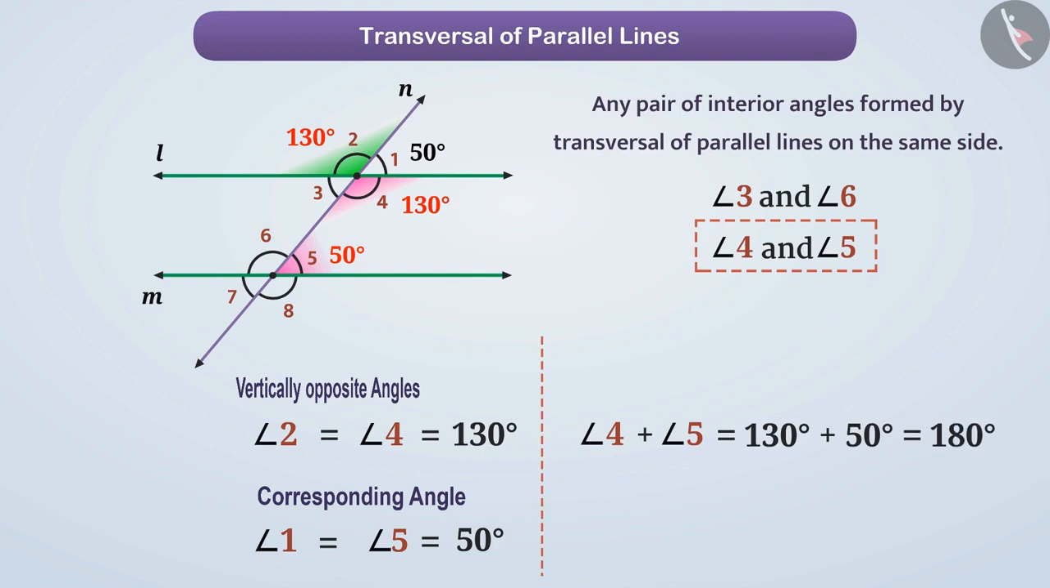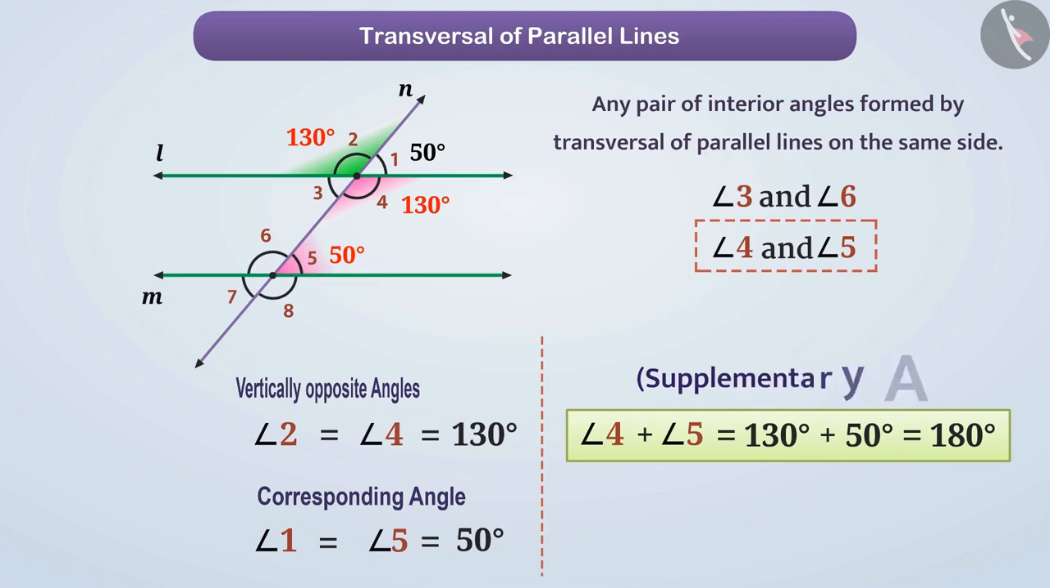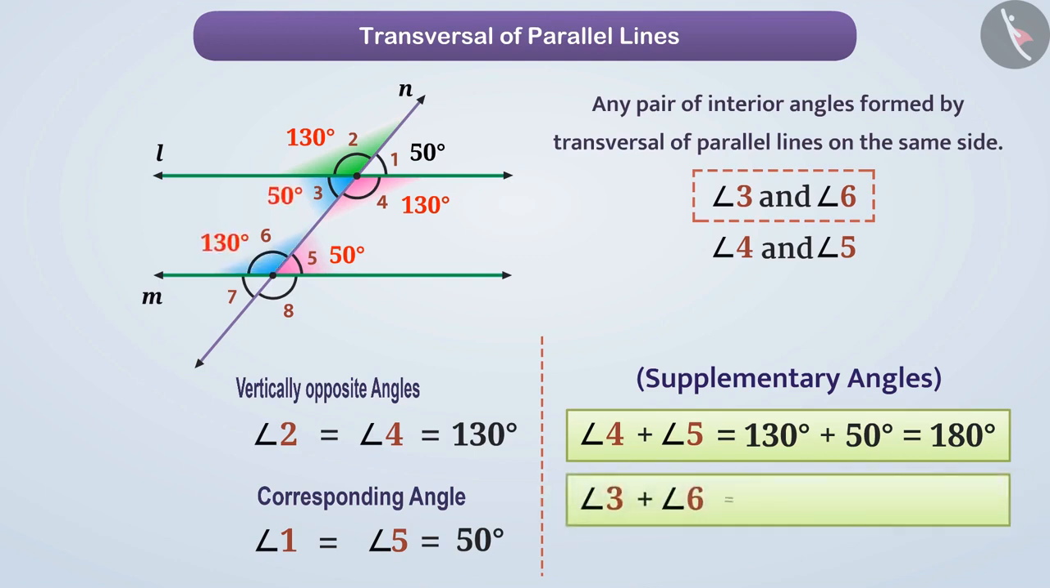This is the total measurement. Can you tell, if the sum of two angles is 180 degrees, then what are we calling them? Exactly. We call these supplementary angles. Similarly, here you can see that angle 3 and angle 6 are also supplementary because here angle 3 plus angle 6 is equal to 180 degrees.